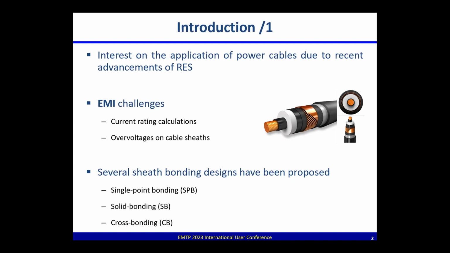The cross-bonding scheme especially has different slight variations. It can be, let's say, the sectionalized, the direct one, and several others. I think you can find them in the CIGRE Technical Brochure 797, which has been published lately.